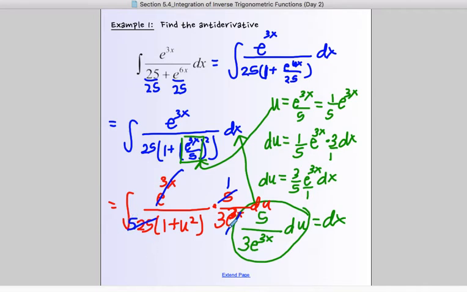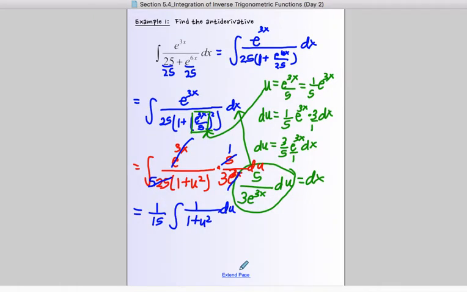So I really have 1 times 3, which is 15, and notice it's in the denominator. So in the front, I'm going to pull out a 1/15. Then I will have in my numerator 1 over 1 plus u squared du.